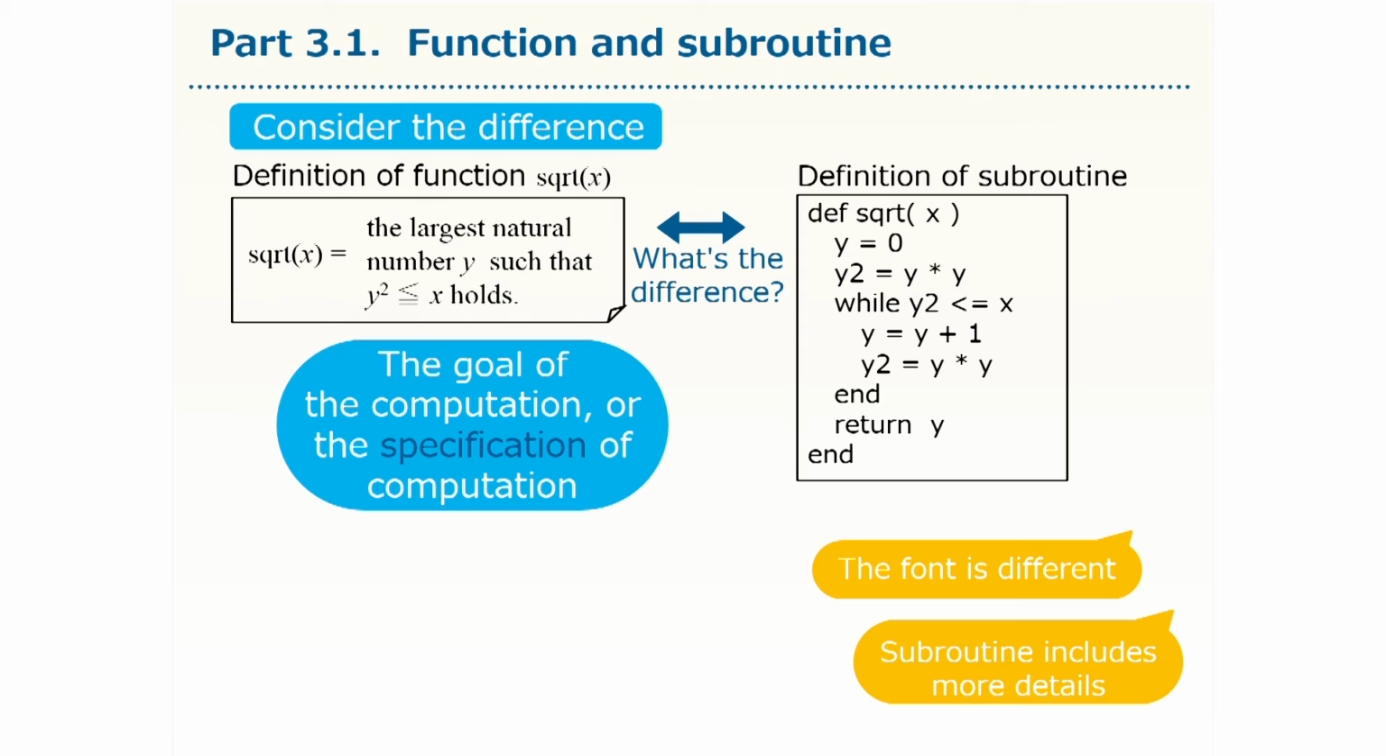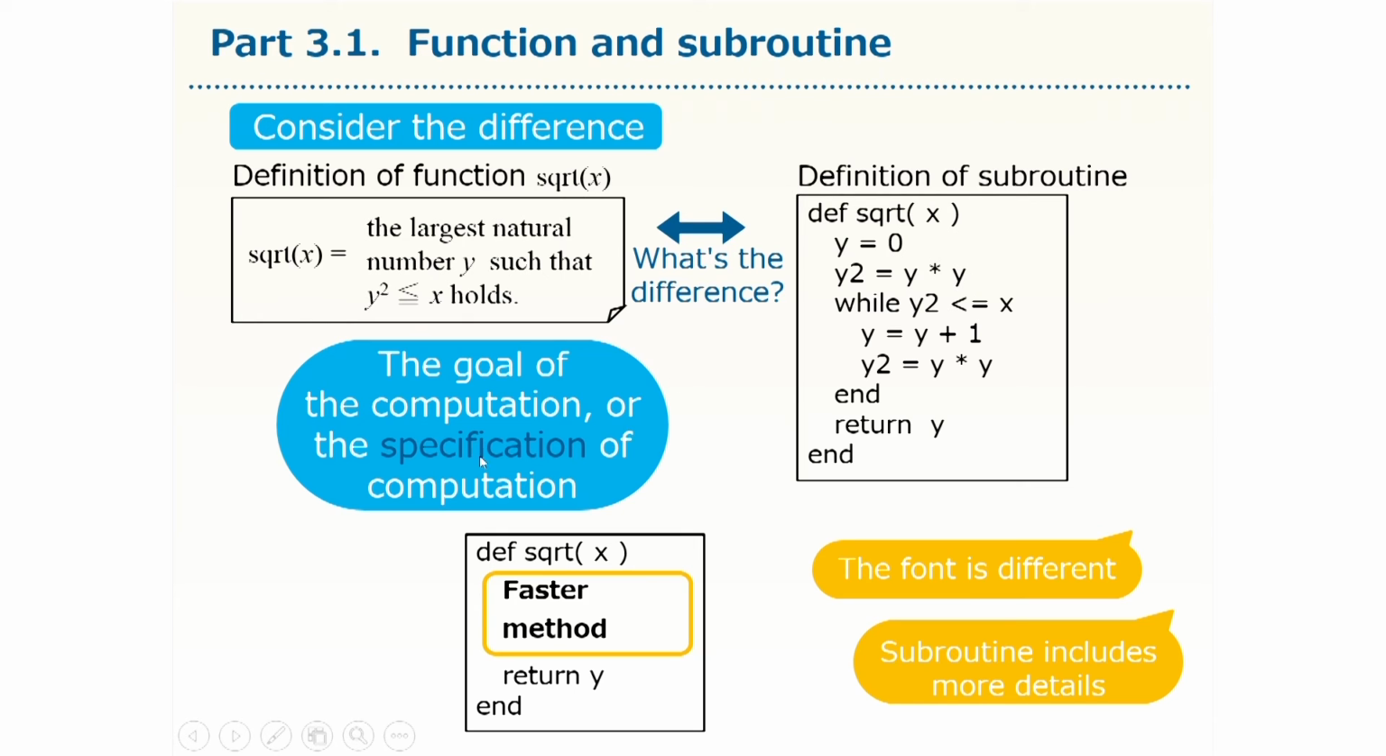The goal of computation is given by a function, and the method of computation is given by a subroutine. So various subroutines can be defined for a single function. For example, this is just one single computational method for computing square root. And it might be possible to compute the same square root with a faster computation method. In general, for developing a program, we would first define a function, the specification of computation. Then we consider how to achieve this specified goal by computation, which is a subroutine or program in general.